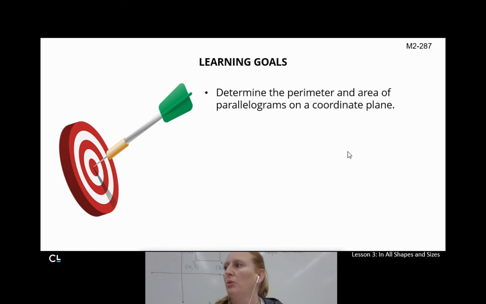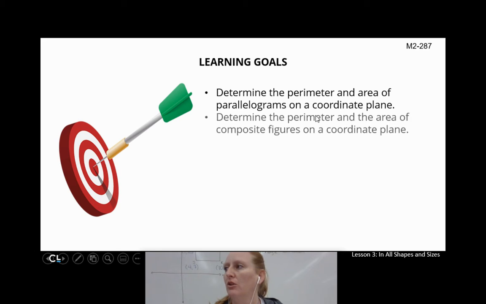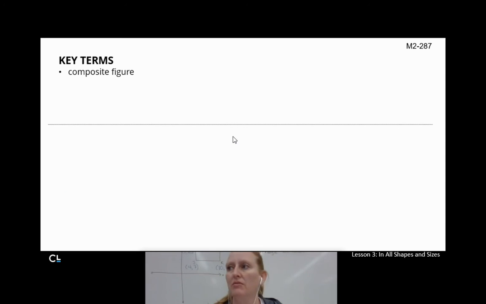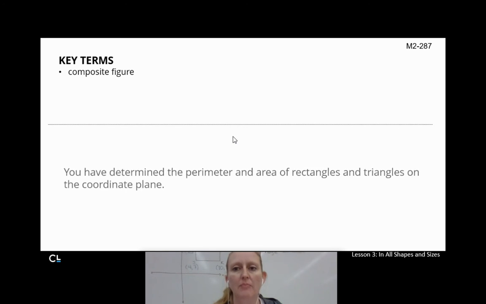So we're going to determine the perimeter and area of parallelograms on a coordinate plane, and more importantly, composite figures on a coordinate plane. So we're going to talk about what a composite figure is. That is a key term today. And you've determined the perimeter and area of rectangles and triangles. You know how to do that, right? Again, if you need a little reminder, this is what the pen is for.